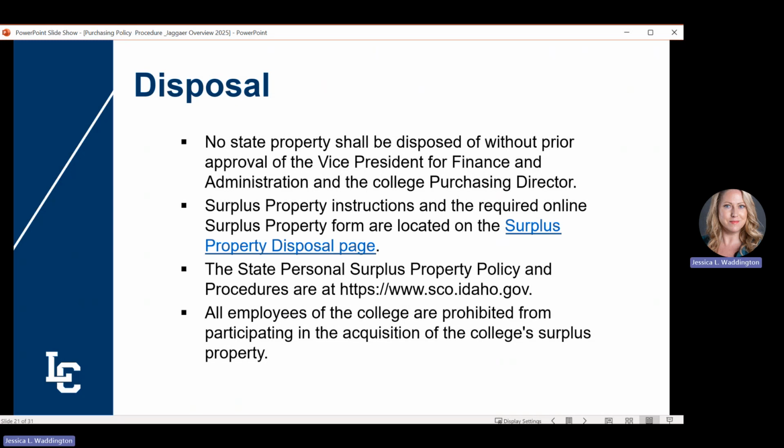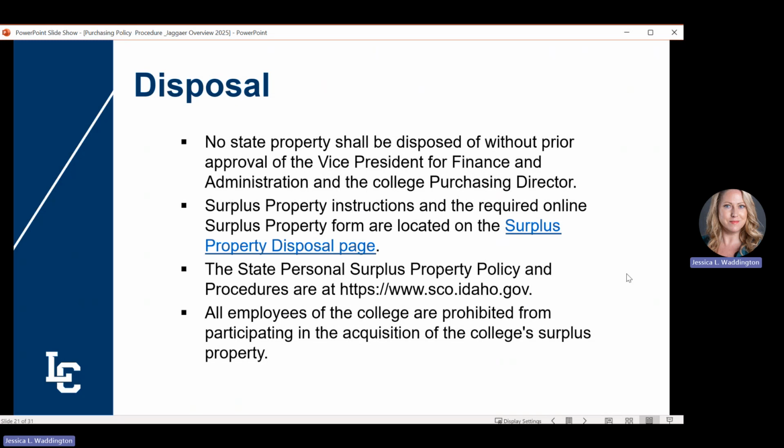Disposal of surplus property. No state property shall be disposed of without prior approval of the Vice President for Finance and Administration and the college purchasing director. The surplus property instructions and the online surplus property form are located on the surplus property disposal page. The state surplus property policy and procedures are located at the state controller's site.